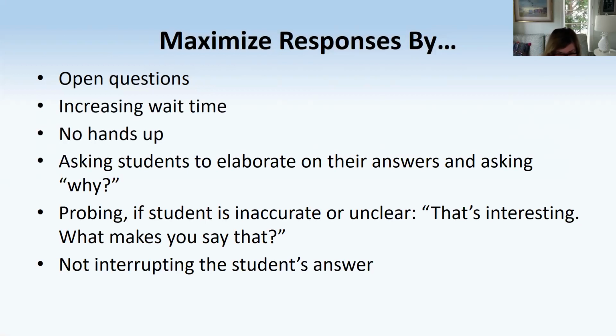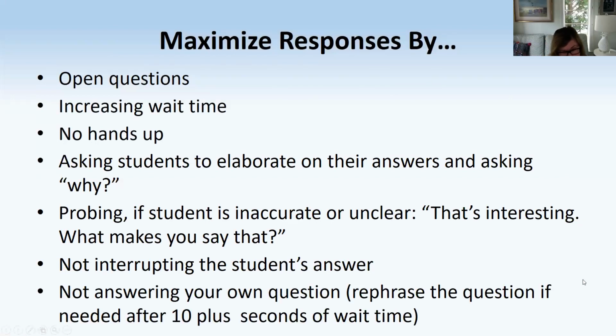Not interrupting the student's answer, and you may well say, well, I never do that, but I bet you do, because most teachers I've seen, including myself, do that, either to help students who are taking time or struggling a little bit to form their ideas. They need to have practice in doing that. So not interrupting their answers, not finishing the answer for them. They need time to practice.